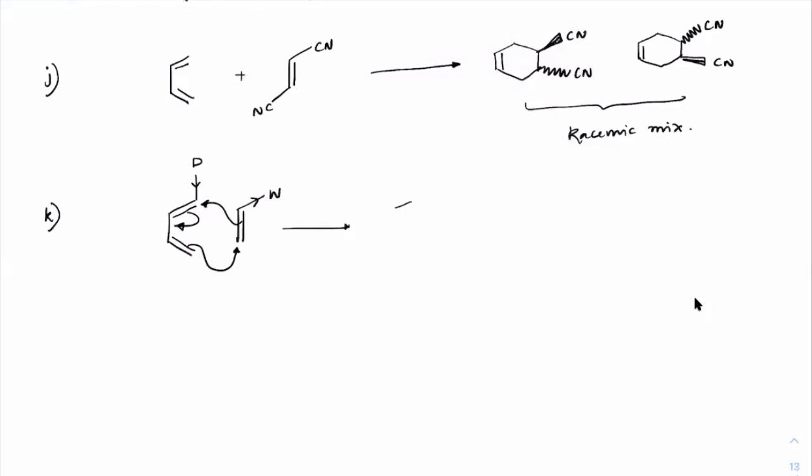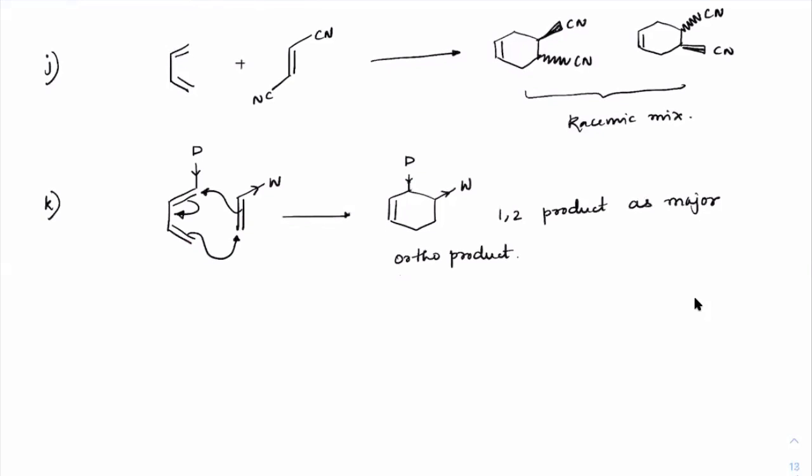So we would get a product with a cyclohexene with a donating group here and a withdrawing group here. So donating and withdrawing are adjacent to each other. So we will get 1,2 product as major. Got it? Also known as the ortho product. Because they are adjacent to each other, we'll get ortho product as major.